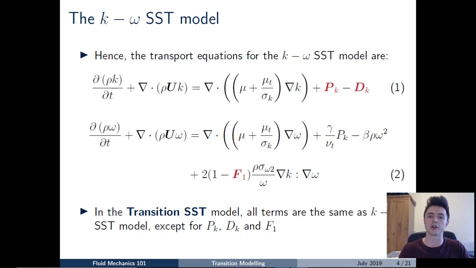But just as a quick overview for today's video, we have the transport equations for the turbulent kinetic energy K and the specific dissipation rate omega, which are there in equations 1 and 2. Now, in the Transition SST turbulence model, we still solve the transport equations for K and omega as we would in the K-omega SST model. And these transport equations are otherwise identical to what they would be in the K-omega SST model, with the exception of the 3 terms which you can see highlighted in red there on the screen.